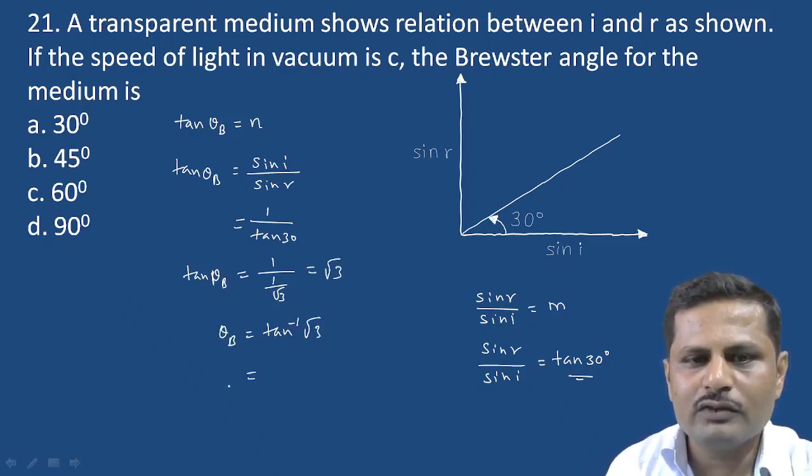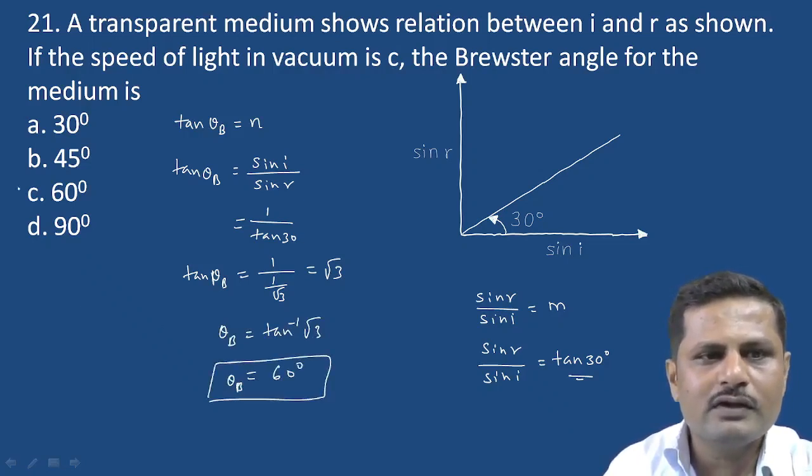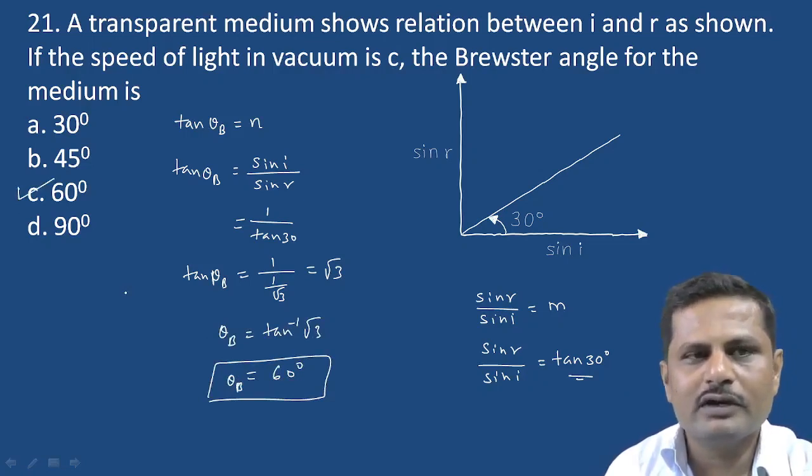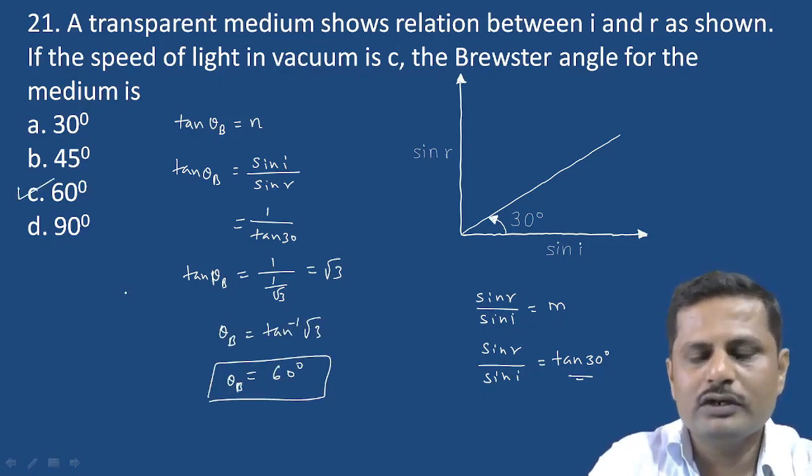Tan inverse of root 3 is 60 degrees. So option C is the correct answer. Okay. Moving to the next question.